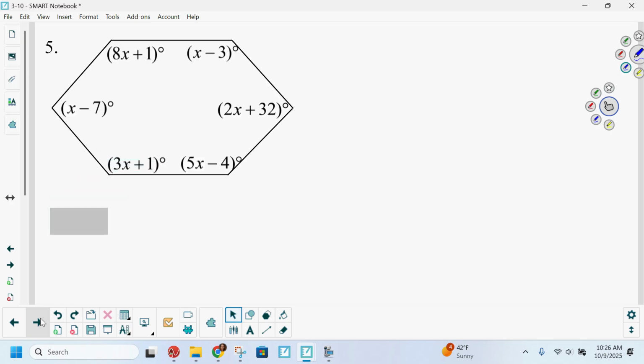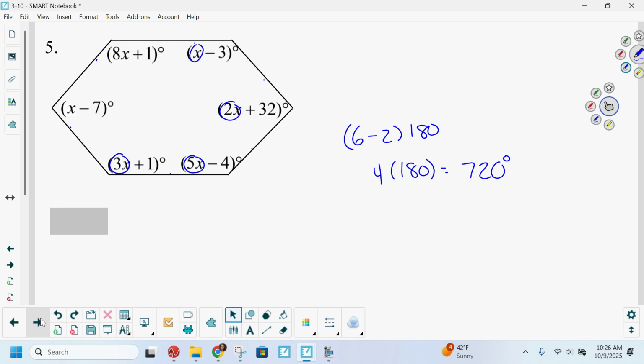5. Just throwing in a little more algebra. So how many degrees are supposed to be in the interior of this polygon? Well, it's 1, 2, 3, 4, 5, 6. So 6 minus 2 times 180. 4 times 180 degrees, 720. And now I have to add up all these angles. So let's see, I've got 8x, 10x, 11x, 19x, 20x. And I've got to add up the numbers.